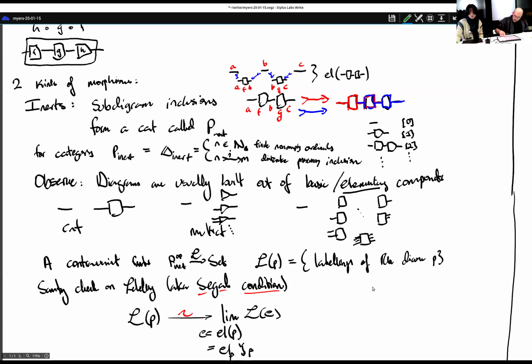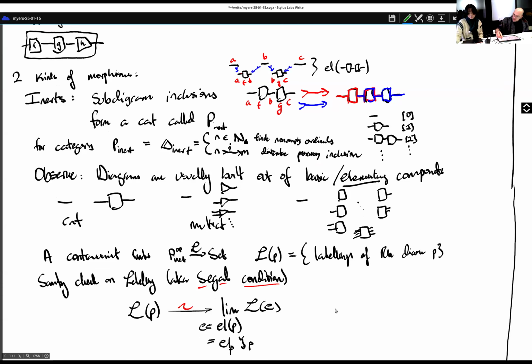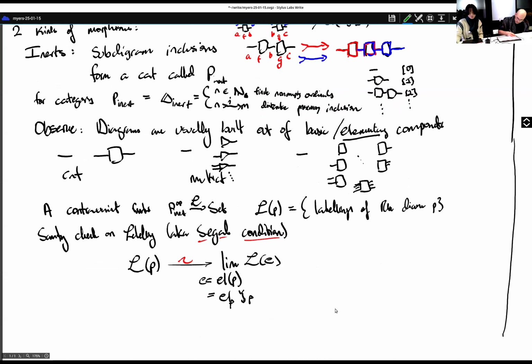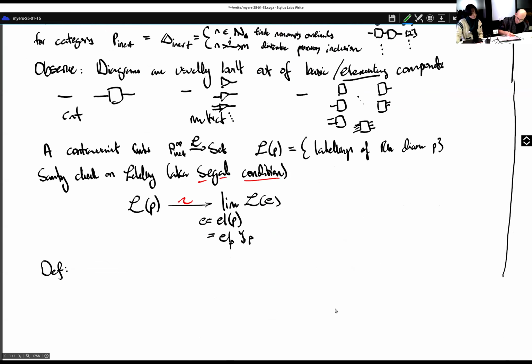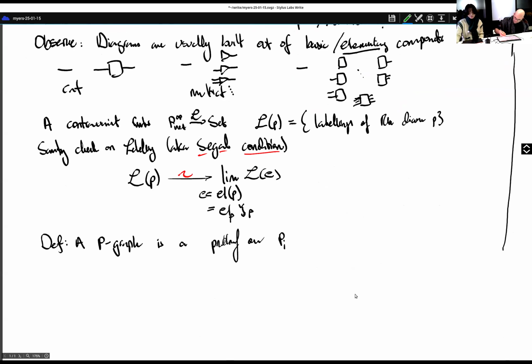So this is how we end up with the notion of, I'll make a definition, a p-graph is a presheaf, or just a contravariant functor out of P inert satisfying the Segal condition.